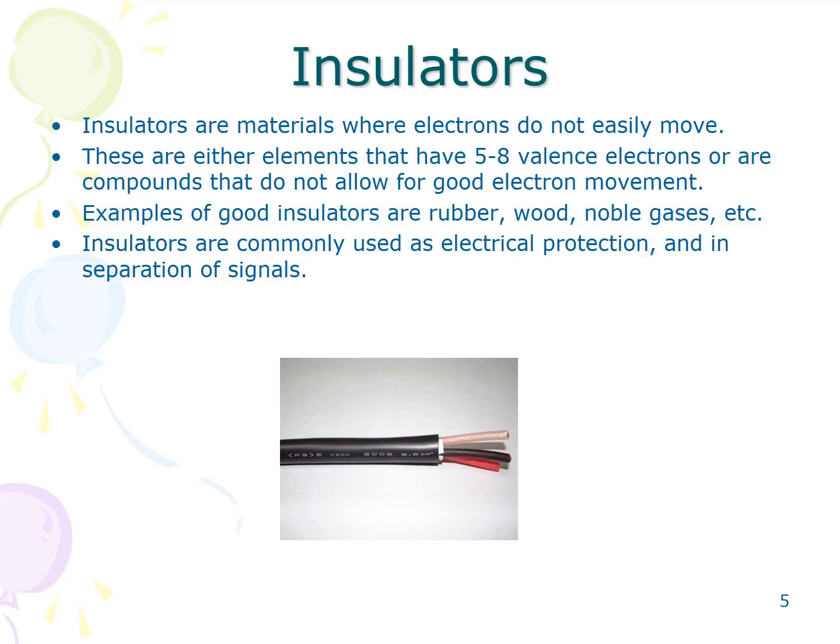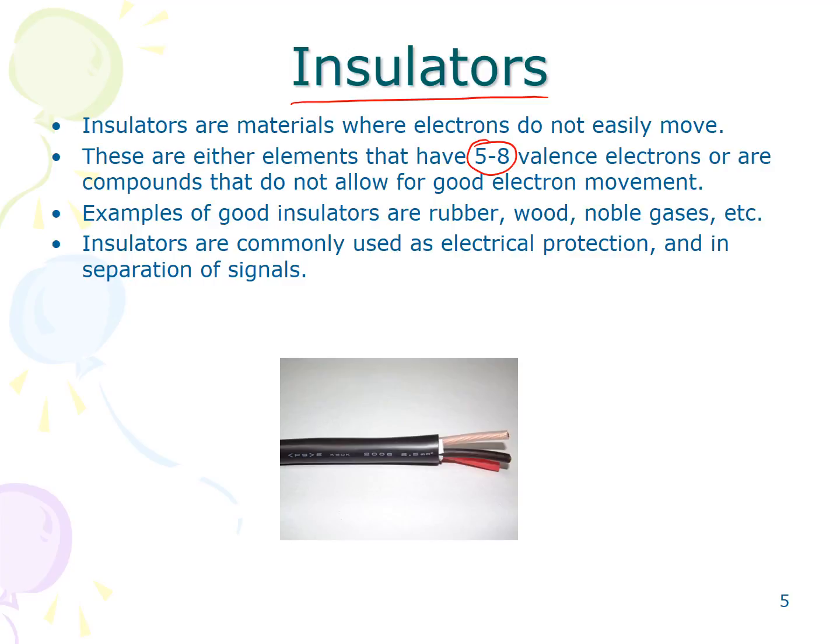Insulators are the exact opposite. So this is another kind of classifier for different types of materials. Insulators are another group, and these are materials where electrons do not easily move. So the exact opposite of conductors. These would be elements or compounds that have 5 to 8 valence electrons. So if you notice, that's a lot more valence electrons.